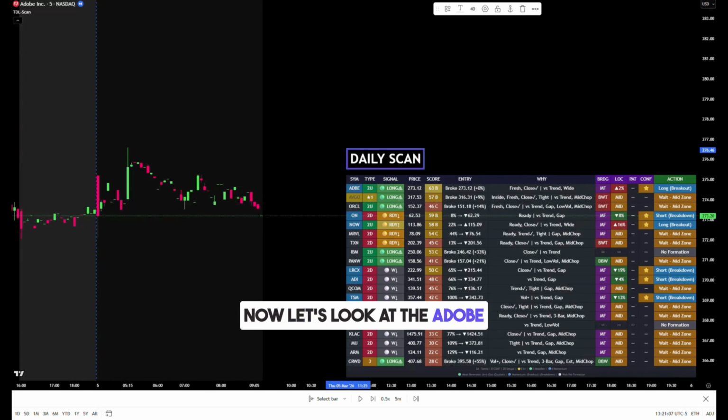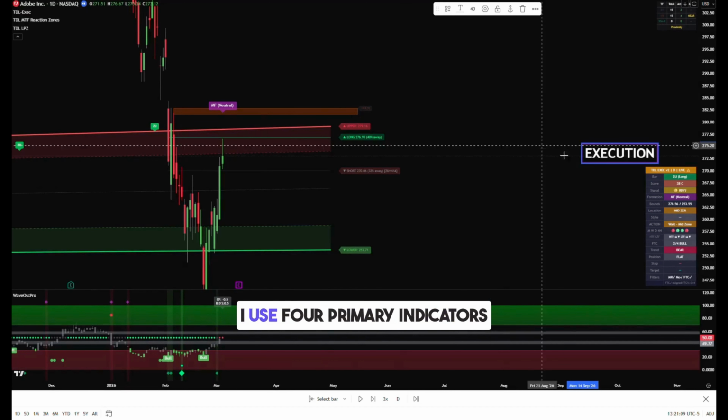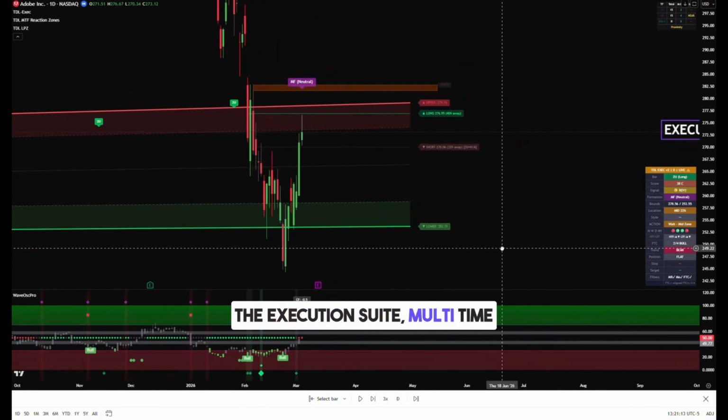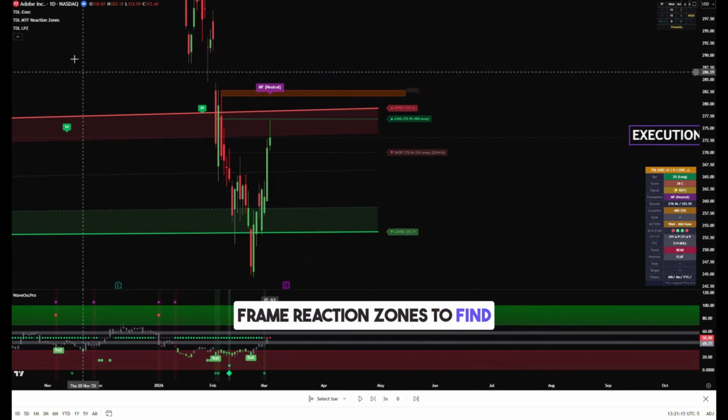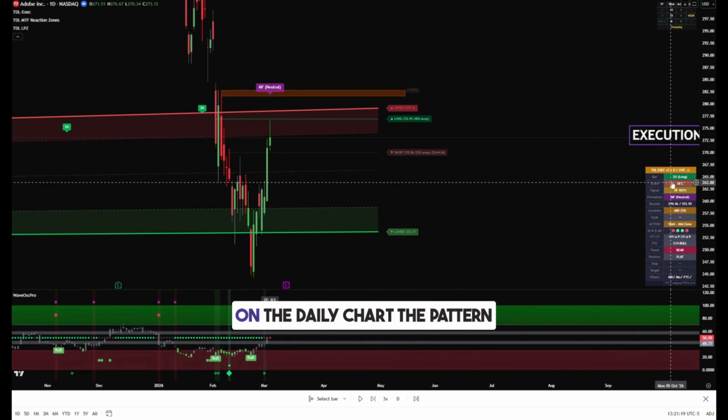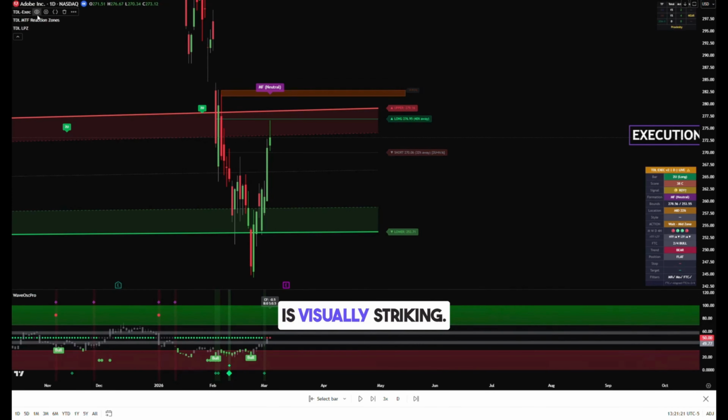Now, let's look at the Adobe chart to plan the trade. I use 4 primary indicators to refine the entry: the execution suite, multi-timeframe reaction zones to find historical reversal points, and liquidity probability zones. On the daily chart, the pattern is visually striking.